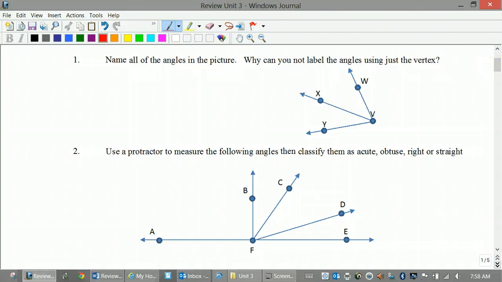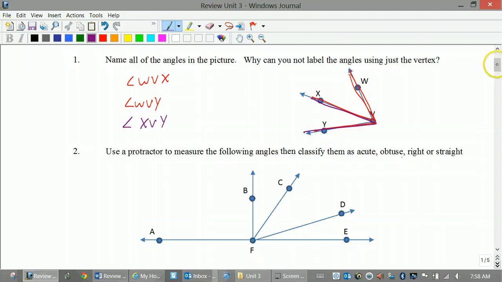Here we go. Anywho, first one. Name all angles in the picture. So we have one angle there, angle WVX. We have a second angle there, angle WVY. We have a third angle here, angle XVY. Fantastic. Okay, let's go to the next one.